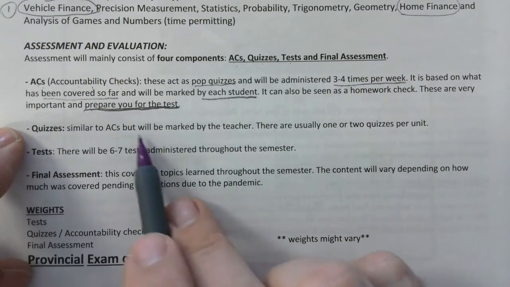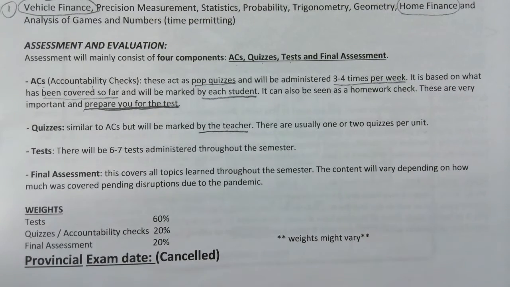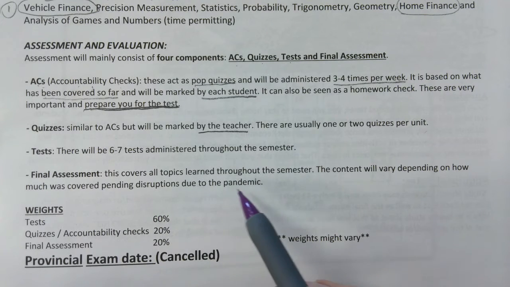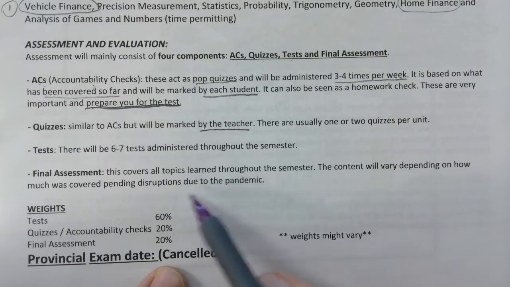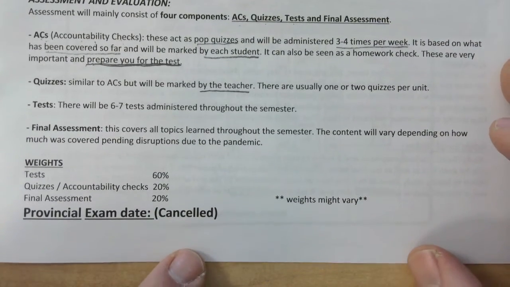Quizzes, they're similar to ACs, but will be marked by the teacher. So I'm changing it a little bit. They're usually 1 or 2 quizzes per unit. That's what I'm going to do this semester. I've made some changes. Tests, there will be 6 to 7 tests administered throughout the semester. Final assessment, this covers all topics learned throughout the semester. The content will vary depending on how much was covered, pending disruptions due to the pandemic. So I'm telling you that it's not going to be everything, but you don't know until the end, okay?